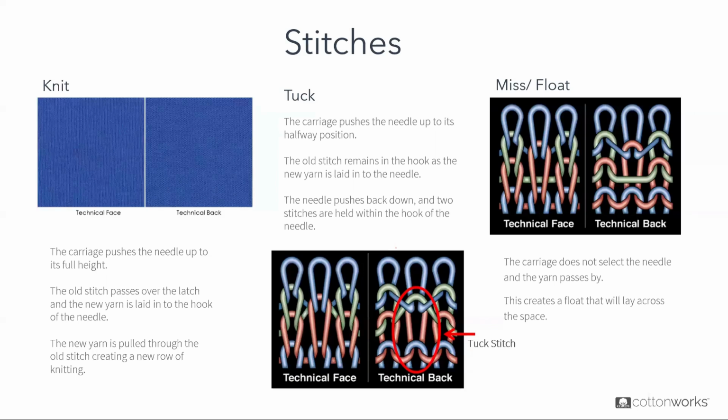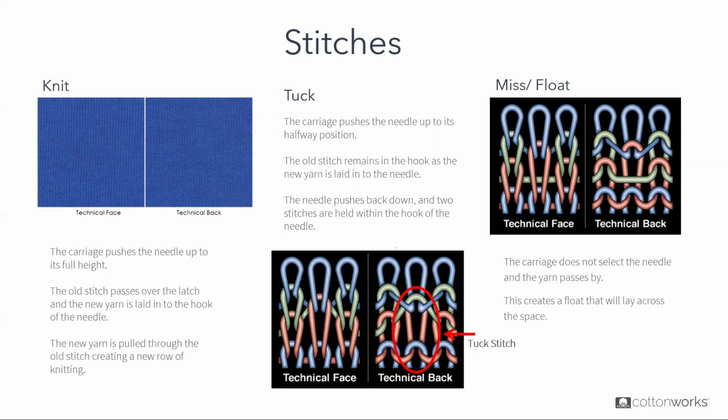With a tuck stitch, the carriage only pushes the needle up to its halfway position, and in that halfway position, the old stitch stays within the hook or doesn't pass the latch of the needle, and then a new yarn is laid in. So rather than just having one stitch in that hook, we now have 2 pieces of yarn. This causes that row of knitting to tuck up into the next row.